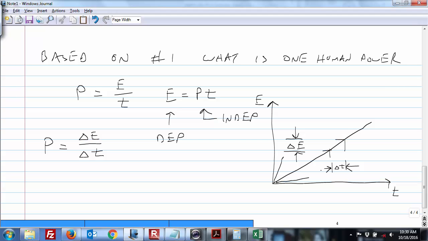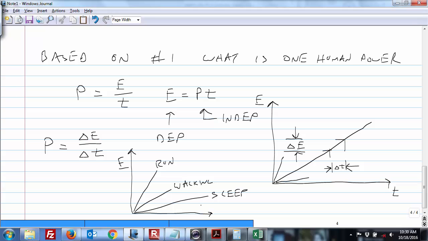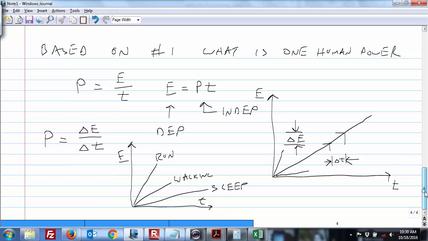All right, let me draw that one more time. So let's just say this is your sleeping curve. This is your running curve, and this is whatever, walking around, sitting in class. So that's how to look at this graphically. Again, there's energy, there's time, and that's just basic metabolics.